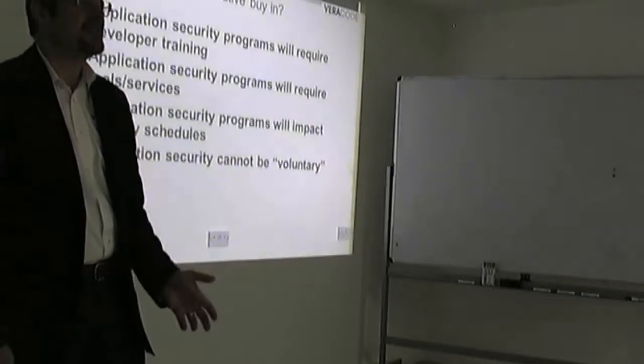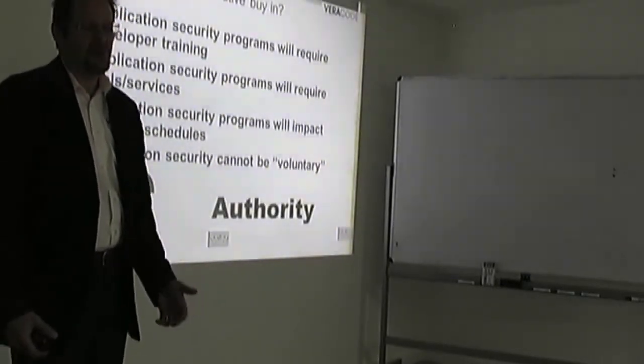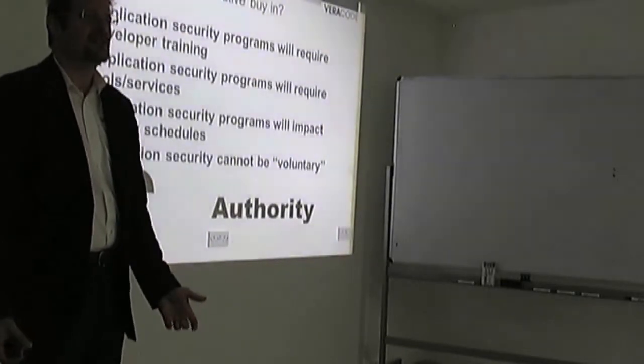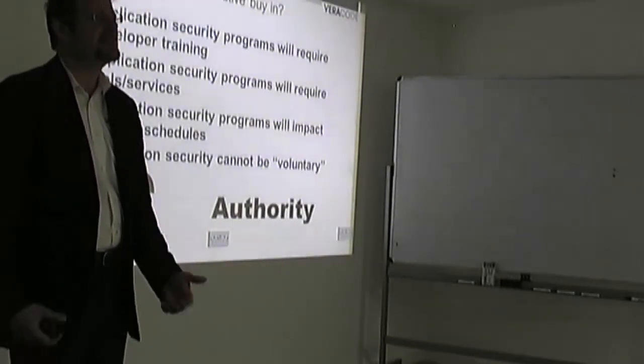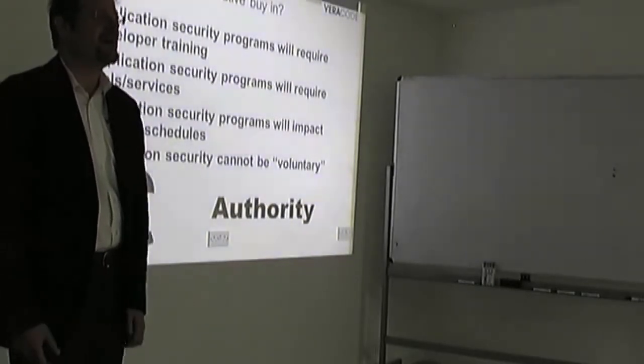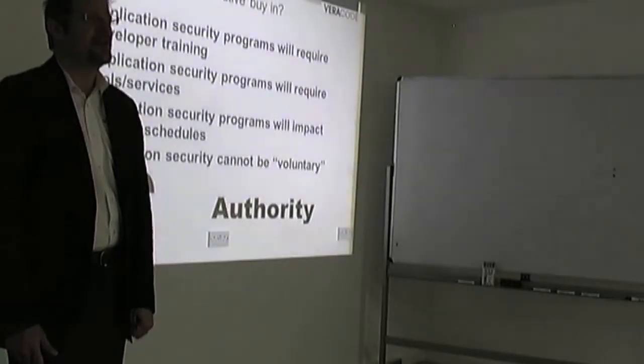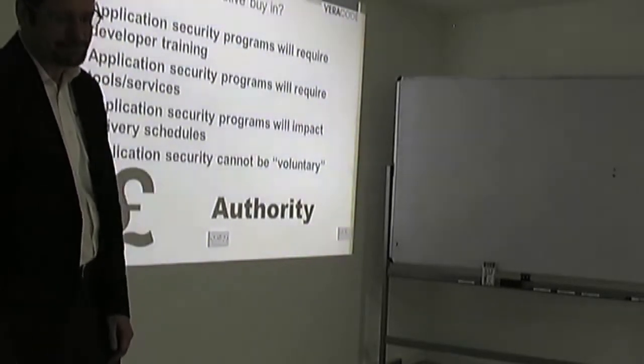So because of this, we're going to need money, and we're going to need authority, or it's just not going to work. So this is why we need to get executive buy-in. We just can't get buy-in from the development team. So it's really a top-down and bottom-up process to get application security working within a business.